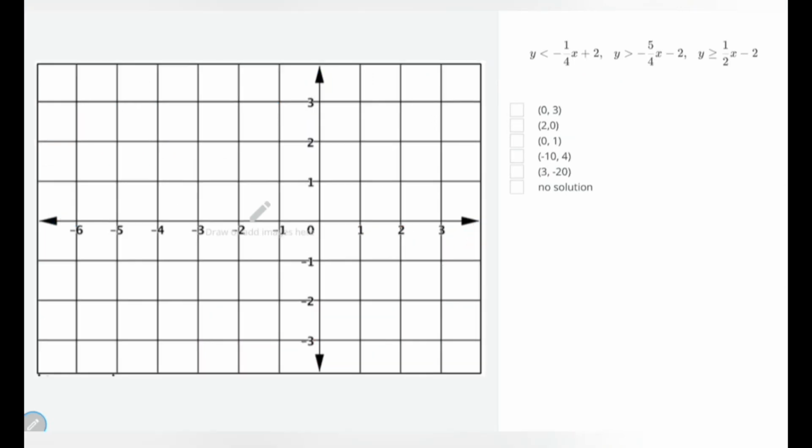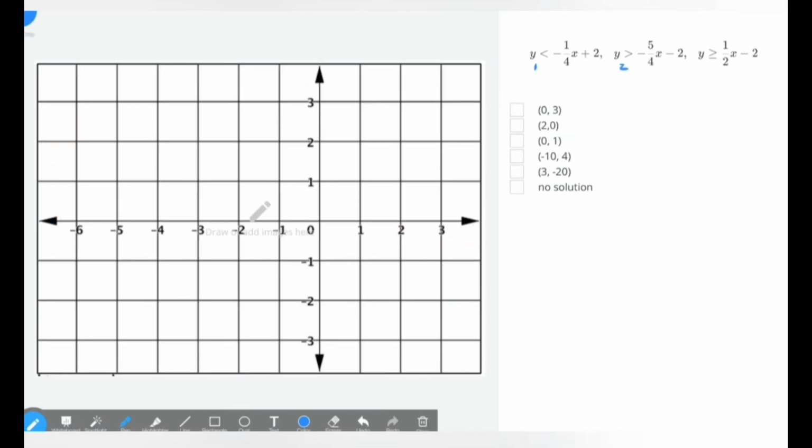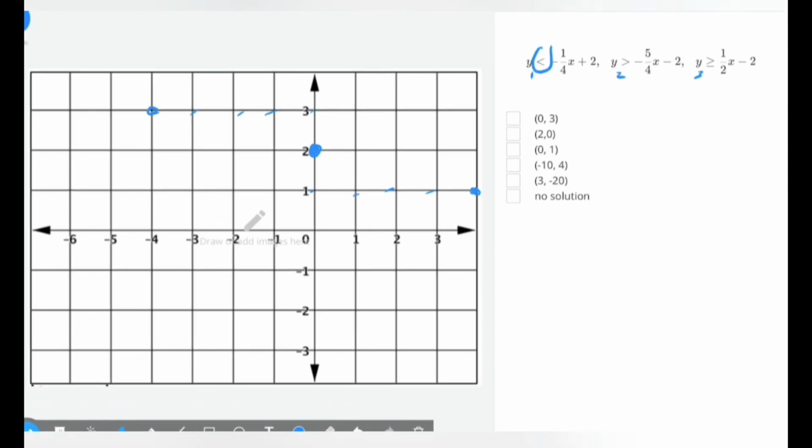About to graph all 3 lines. Okay. So let's call this y1, y2, y3. All right, the first line I start at 2. I go down 1 over 4. 2, 1, 1, 2, 3, 4. I go up 1, 1, 2, 3, 4 the other way. That's a dash line and you shade to below the line.